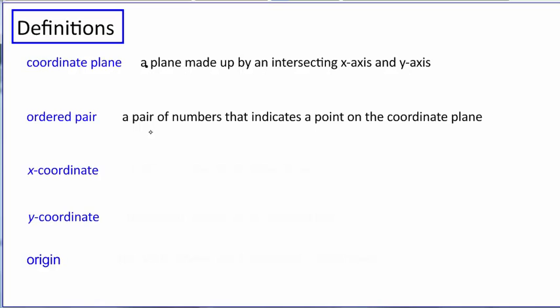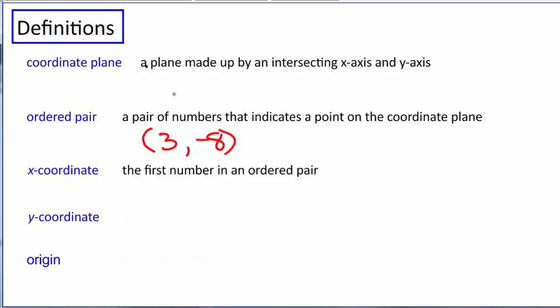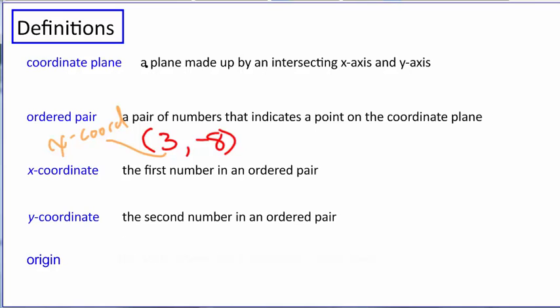To have an ordered pair, we want to have two numbers surrounded by parentheses. So, for instance, (3, -8) would indicate a location on a coordinate plane. Notice we have the comma separating the two of them. And the ordered pair is made up of two things. It's made up of an x-coordinate, and that's the first number in the ordered pair. So, the 3, that would be my x-coordinate. And then the y-coordinate, well, that's just the second number in the ordered pair. So the -8, that's my y-coordinate.